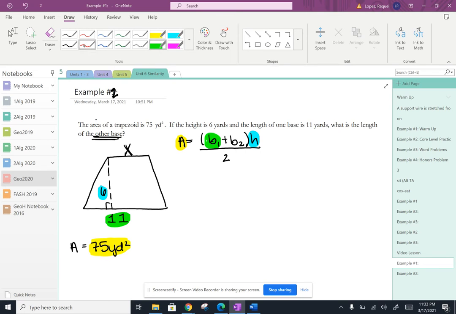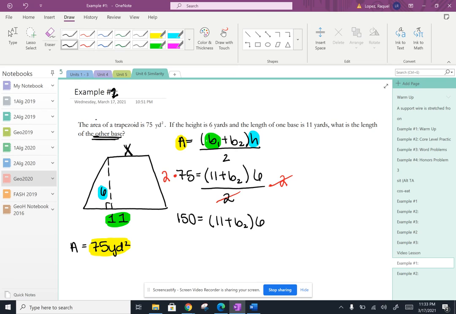Okay, so let's go ahead and substitute those values in. So we're going to write 75 equals parentheses 11 plus B2, H is 6, divided by 2. And the next thing we can do is just start working backwards to start getting B sub 2 by itself. So the first thing I want to do is multiply both sides by 2 to get that out of the denominator. So let's see, 75 times 2 is going to give us 150. So we have 150 equals 11 plus B sub 2 times 6.